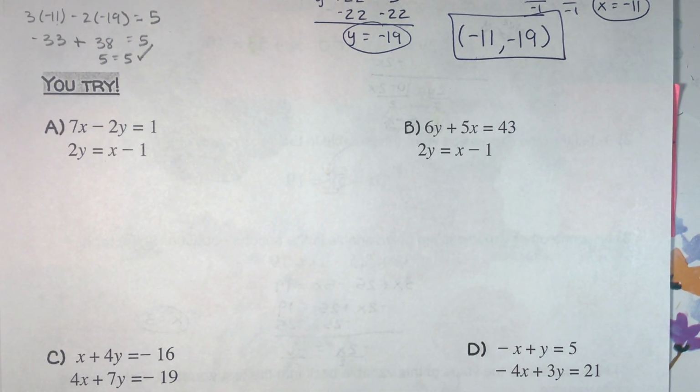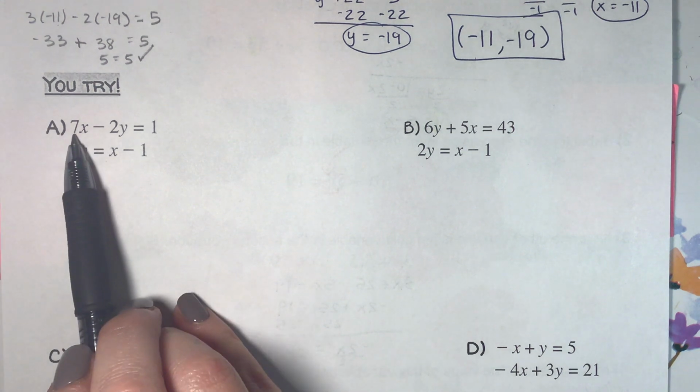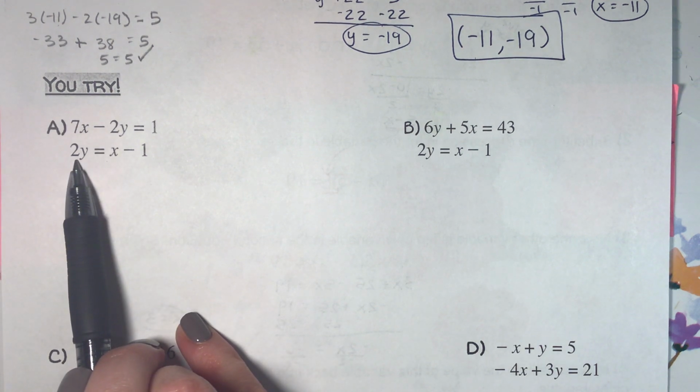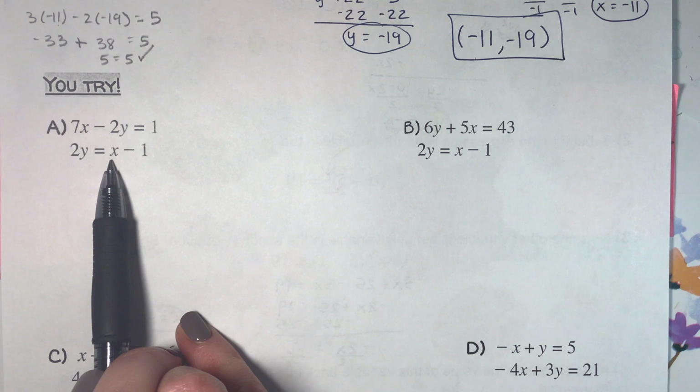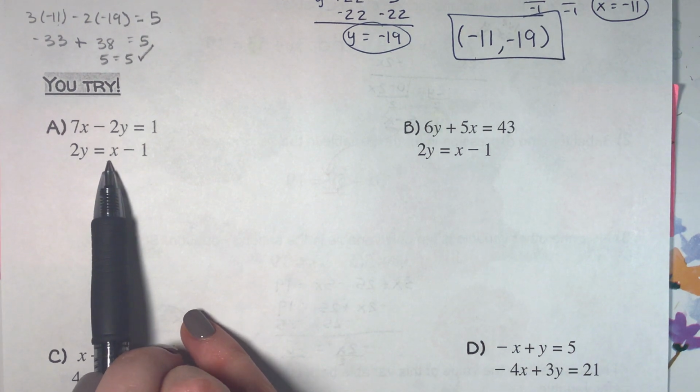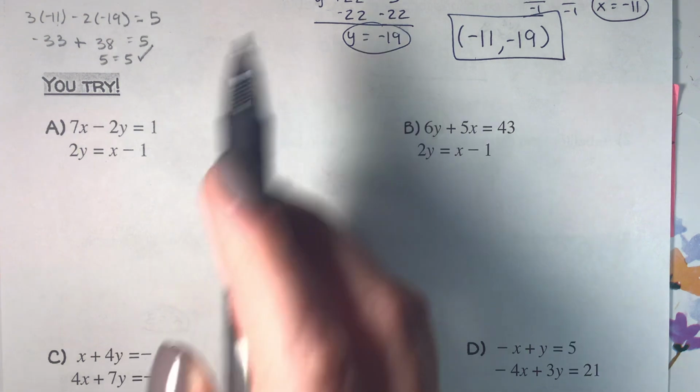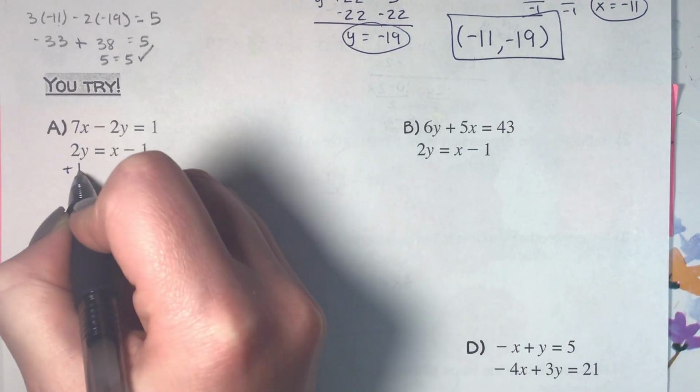So your first step is to solve one of the equations for a variable. But which one? Once again, look for a variable with no coefficients. Notice how the 7 is in front of the x here. A negative 2 is in front of the y. A 2 is in front of this y. And there's nothing in front of this x. Because there's nothing in front of this x, it will be the easiest one to solve for. So this x is the one I'm going to isolate. So I'm going to add 1 to both sides.